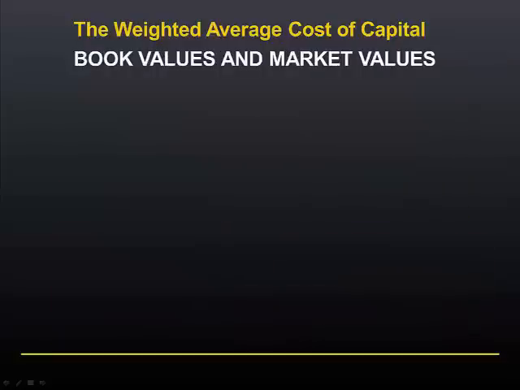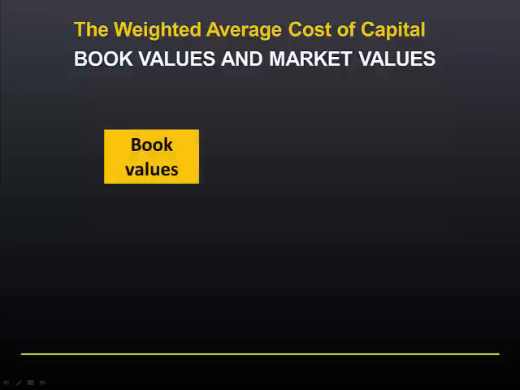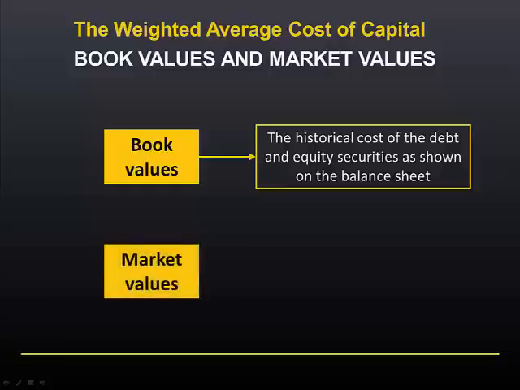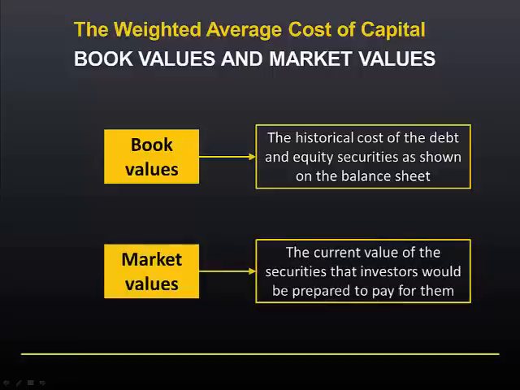In order to calculate the weighted average cost of capital, we need to know the value of each source of capital so that we can determine its weighting within the overall capital structure. There are two different kinds of values that we could use. The first of them is the book value, which is the historical cost of the debt and equity securities that are shown on the balance sheet. Or we could use market value, which is the current value of those securities that investors would be prepared to pay for them.